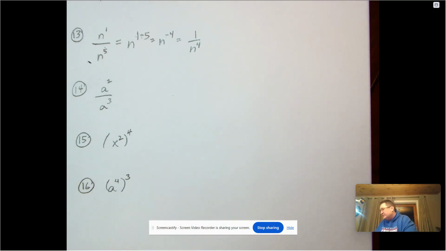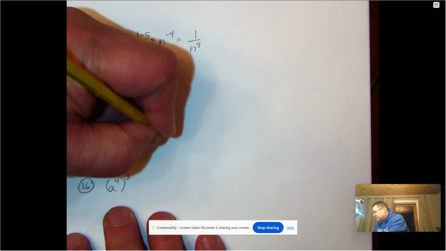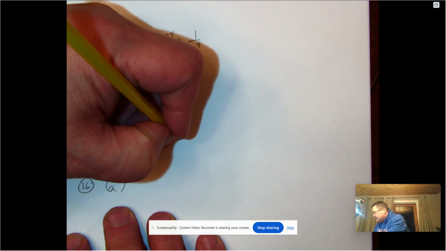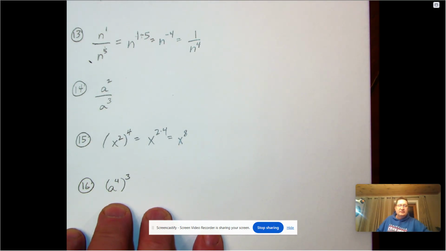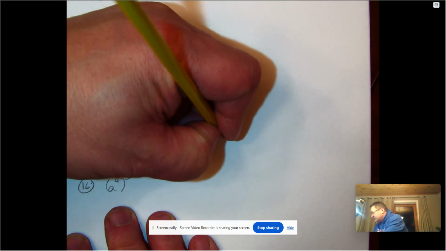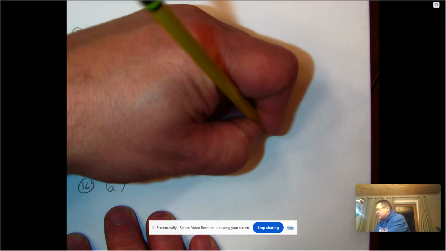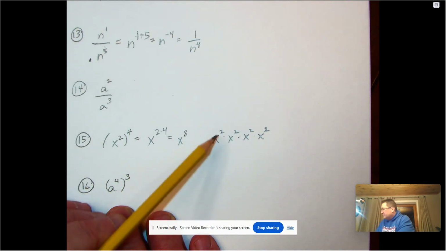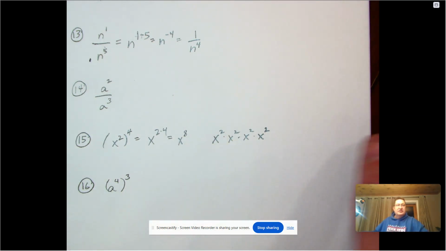Number 15, x squared to the 4th. That's the one where we can multiply the exponents. So that's x to the 2 times 4, or x to the 8th. Again, if you want to just sort of know why that works, x squared to the 4th, you could write it as 4 x squareds in a row. And then we have 2, 4, 6, 8 x's. I will leave you to do number 16.